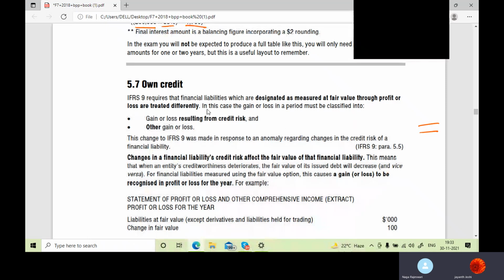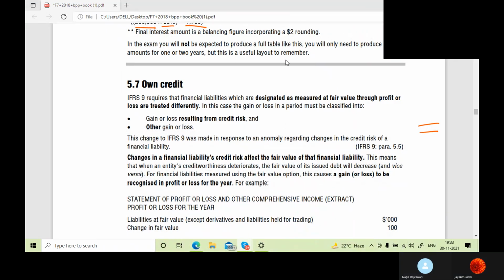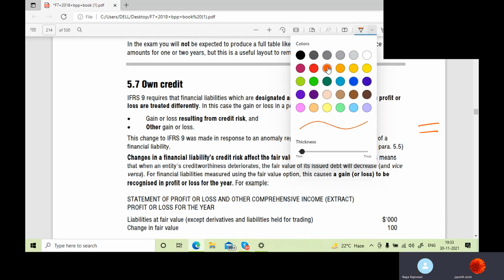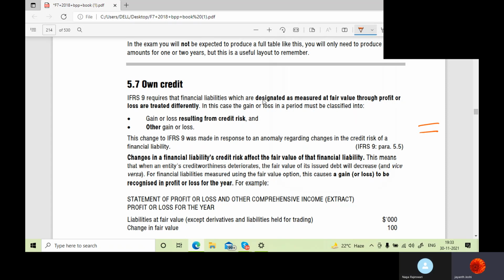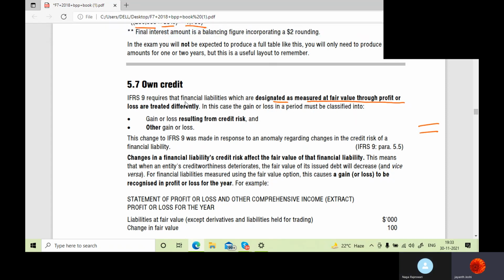Own credit. IFRS 9 requires that financial liabilities which are designated as measured at fair value through P&L are treated differently. This is as per IFRS 9, the latest standard. In this case, the gain or loss in a period must be classified into two parts.